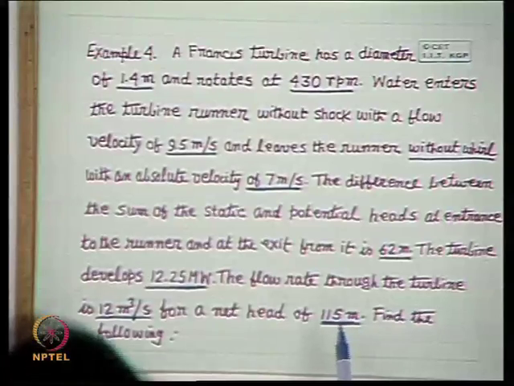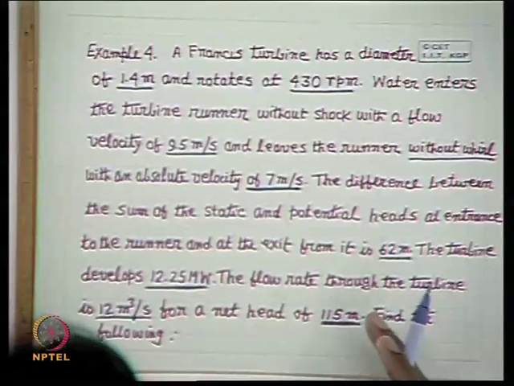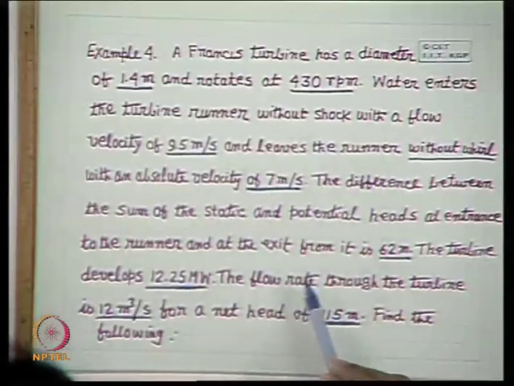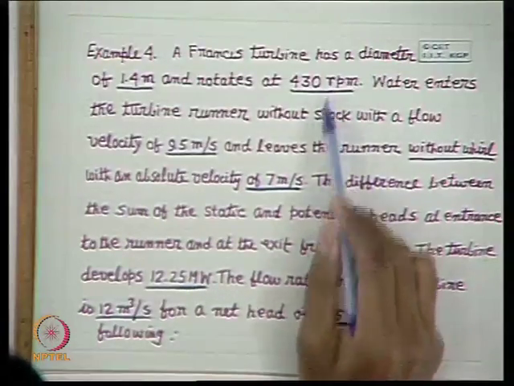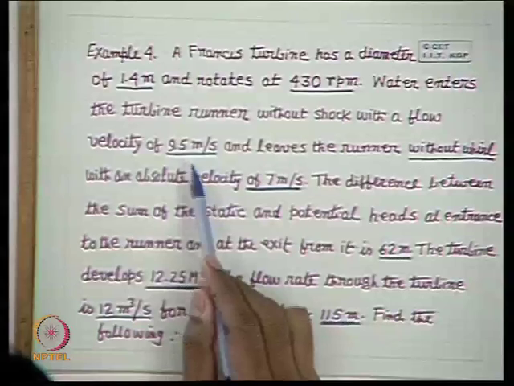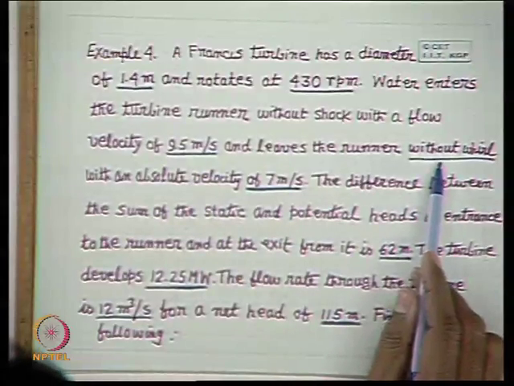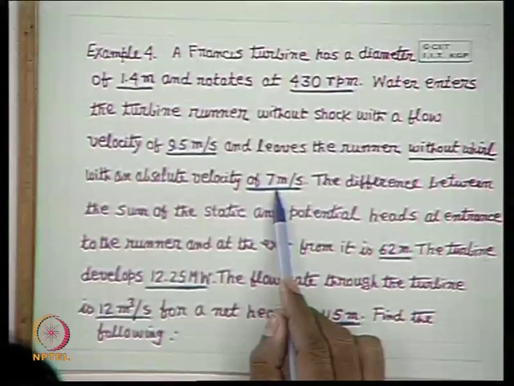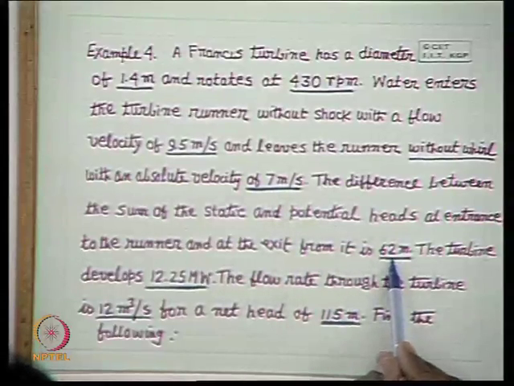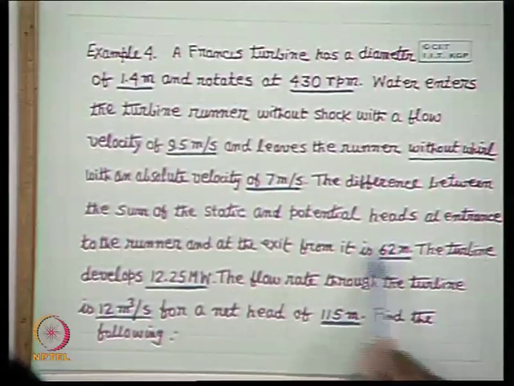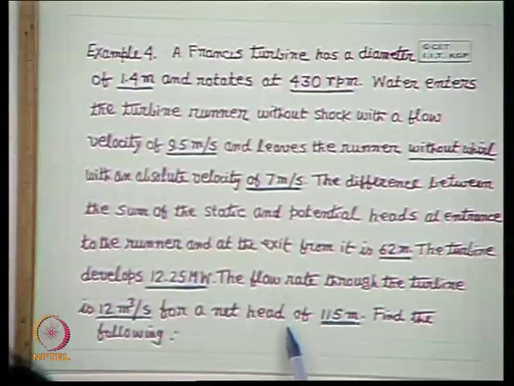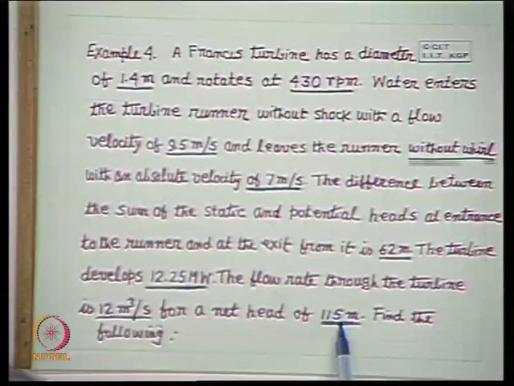So, the problem is a long one. Usually a Francis turbine problem gives a lot of data. Sometimes it is very long, but you will have to understand these things. What are the data given? The rotational speed, the flow velocity, discharge without whirl, and 7 meter per second as the absolute velocity of discharge. The difference between the static and potential heads, except the velocity head, is 62 meter. The net head is 115 meter. So this is the net head available.